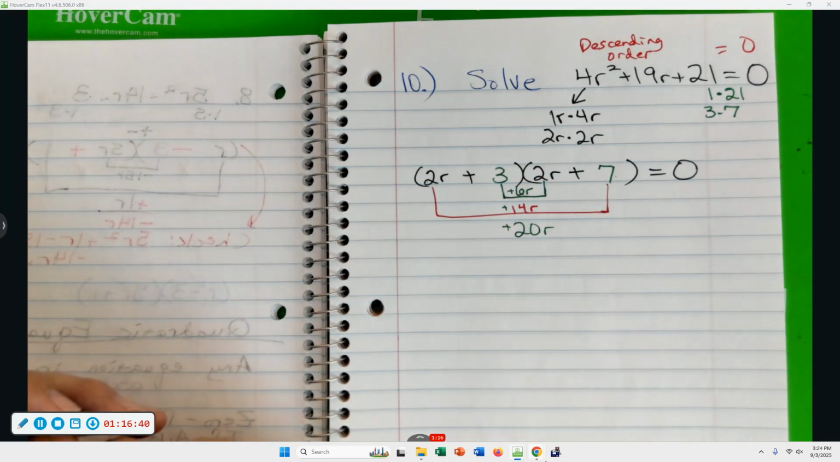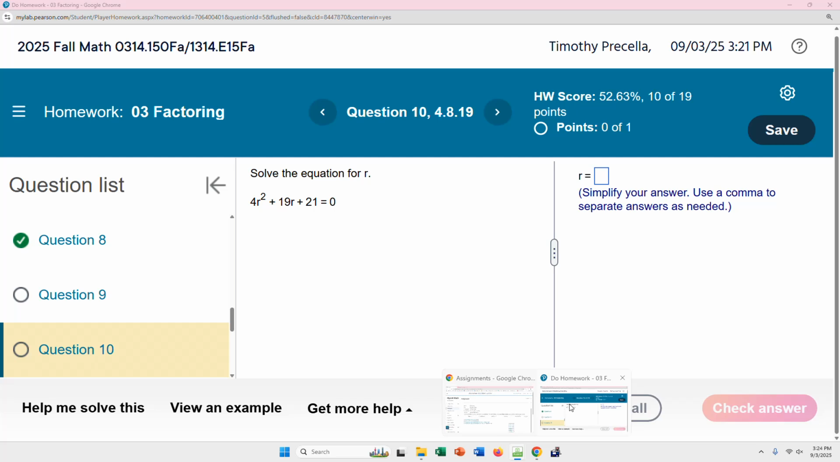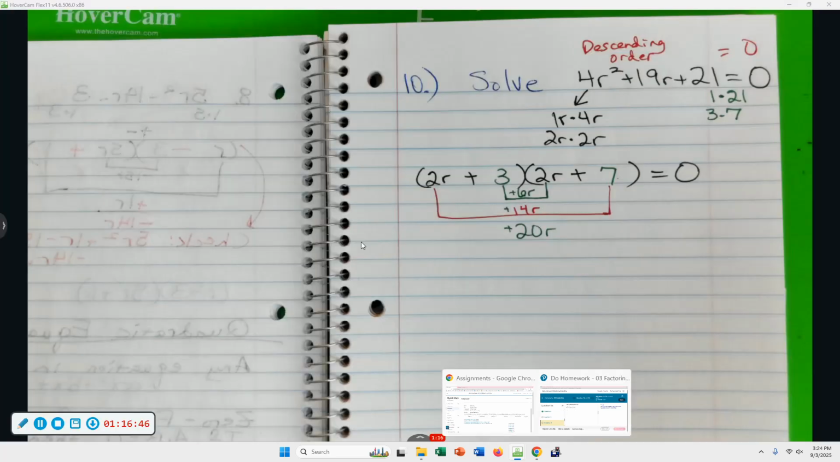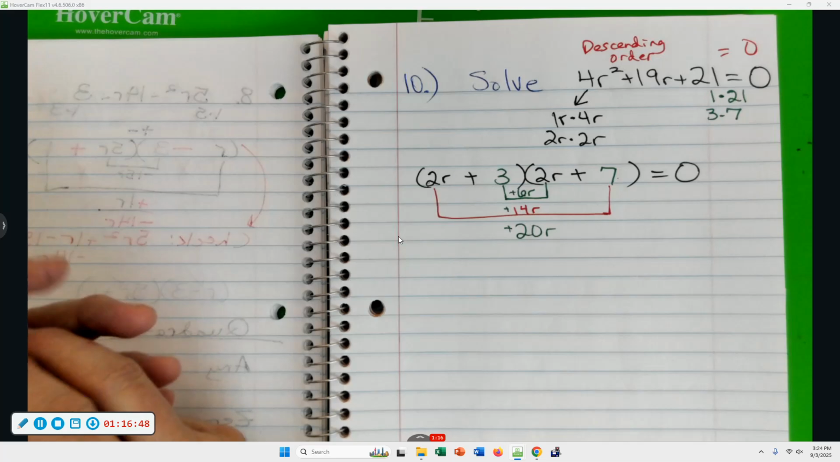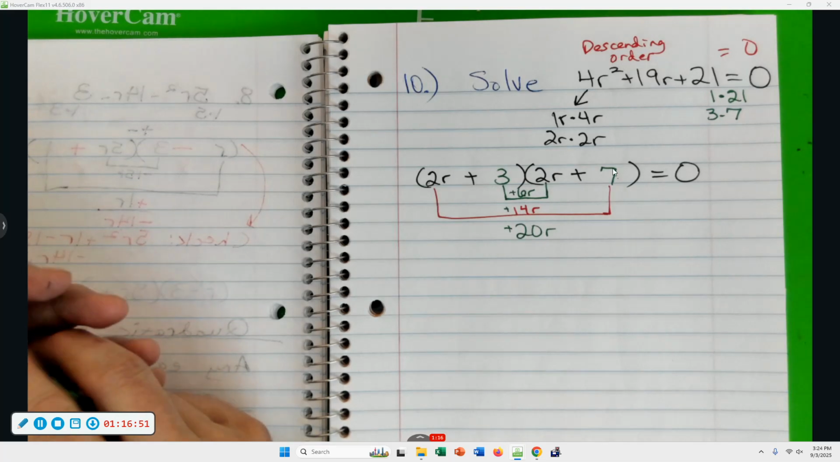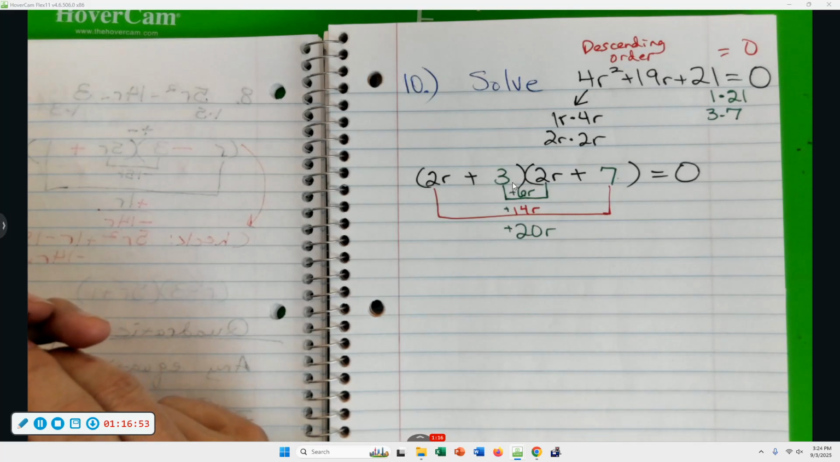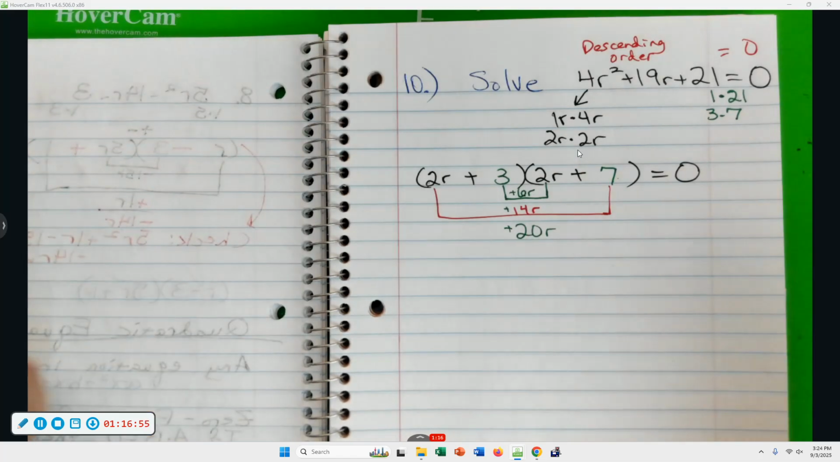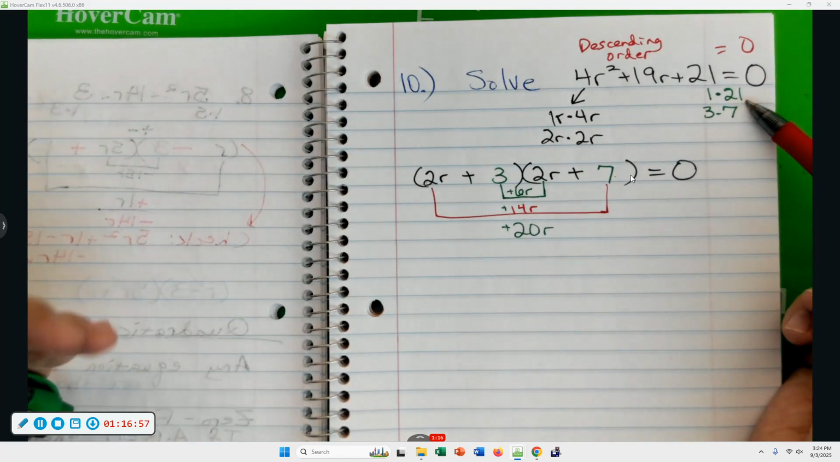No. You didn't miscopy the problem. Make sure I didn't miscopy the problem. 4r squared plus 19r plus 21. Okay. No, okay. Reversing the 3 and 7 isn't going to change anything, so I can already tell 1 and 21 aren't going to work.